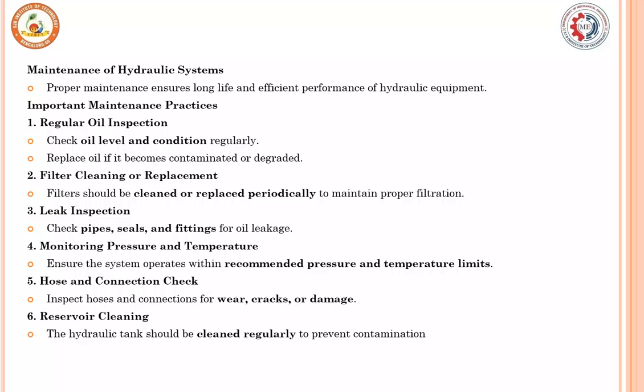Leak inspection: you have to check the pipes, seals and fittings so that oil leakage is controlled. Monitoring the pressure and temperature: with recommended pressure and temperature limits, you can ensure the system operates within the recommended range. The hose and connection check: inspect hoses and connections for wear, cracks or damage. Reservoir cleaning: the hydraulic tank must be cleaned regularly to prevent contamination.